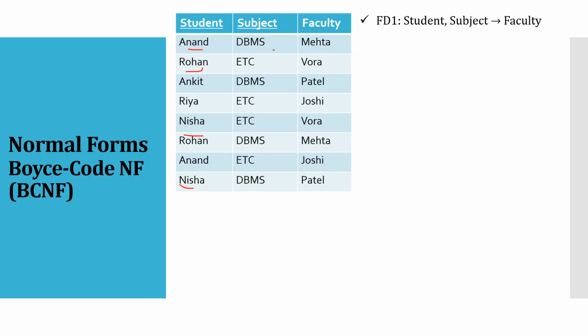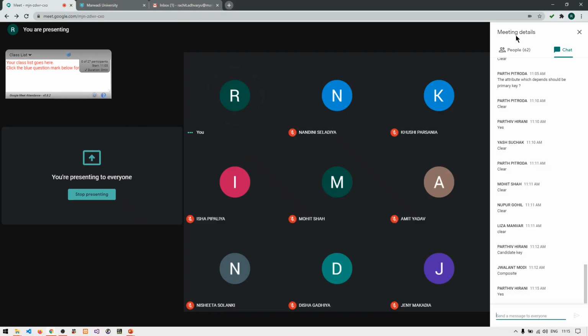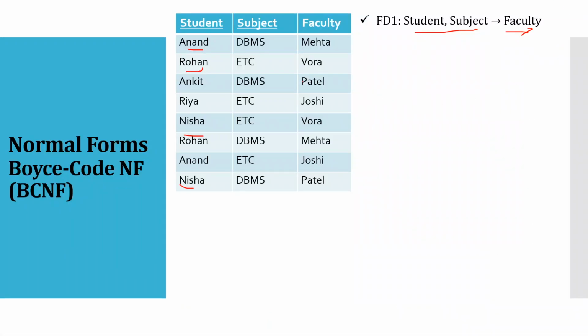First functional dependency is student and subject determines faculty. Is it true? Yes or no? Student and subject determines the faculty. Is it true based on the table? Yes, it is correct, because for Anand and DBMS, we can say that he is learning that particular subject with Mehta sir, right?